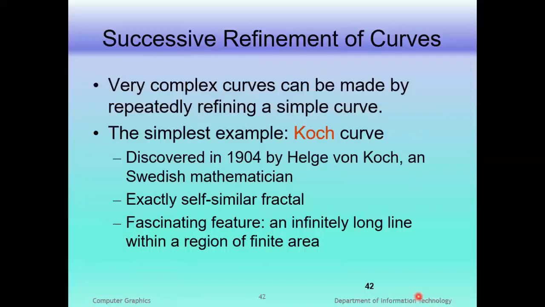Very complex curves can be made by repeatedly refining a simple curve. The simplest example is the Koch curve, discovered in 1904 by Helge von Koch, a Swedish mathematician, which is an exactly self-similar fractal. The fascinating feature of this Koch curve is that we get an infinitely long line within a region of finite area.